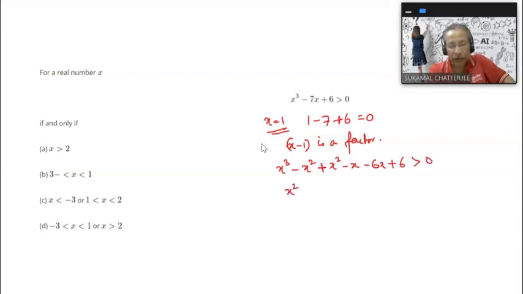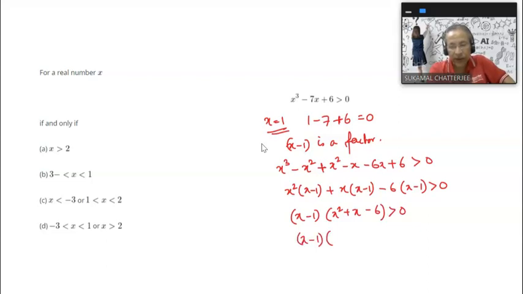So x square times x minus 1 plus x times x minus 1 minus 6 times x minus 1 greater than 0. So x minus 1 times x square plus x minus 6 is greater than 0, or x minus 1 times x plus 3 times x minus 2 is greater than 0. So that means the product of three factors is greater than 0.